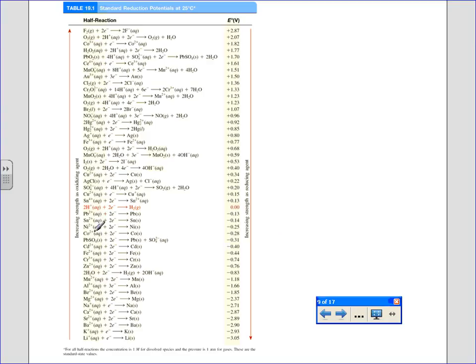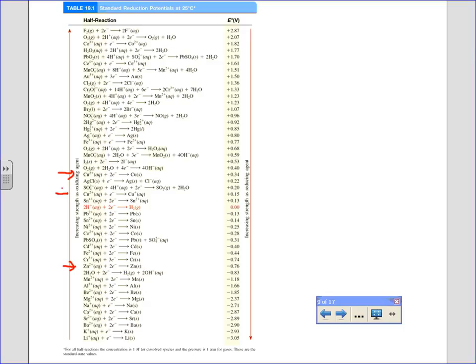One other thing to note here, if we look at the zinc and the copper, much like the activity series, it can be used to determine what will happen in a particular reaction. The one that is higher up on the list is more likely to be reduced, which makes sense based on our discussion of it being more likely to be reduced on the top versus on the bottom.